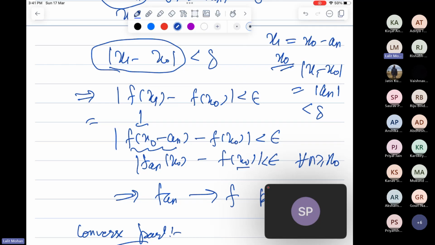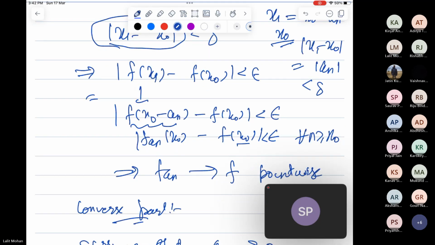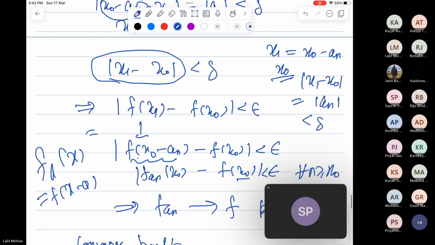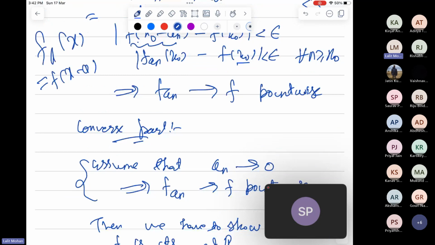Okay. So now what is the value of x1? I just substitute the value of x1 here: x naught minus an. And this is nothing else. This is the definition of fn of x naught. We defined f sub a of x equal to f of x minus a. So when you just open this, f sub an of x naught will be f of x naught minus an. And this is true for all n greater than or equal to n naught. So it means that fn of x naught converges to f of x naught by just the definition of epsilon. And your x naught is arbitrary. That means that f sub an converges to f pointwise. Now you understand?